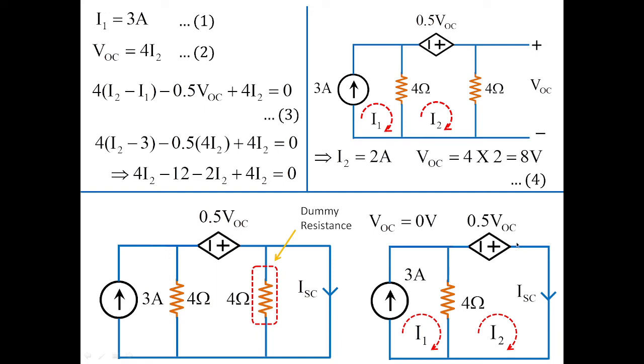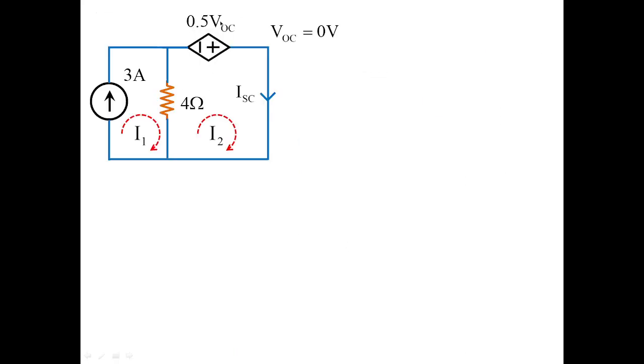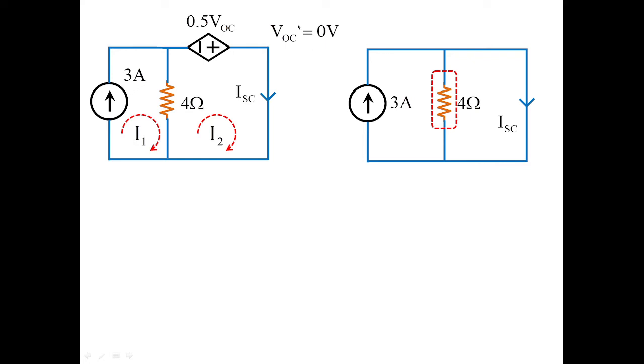Hence, this voltage dependent voltage source will go off, like this. This 0.5 multiplied with 0 becomes short. So this dependent voltage source is replaced by a short wire. Once this short wire is obtained, you can see this short value will dominate over this resistance. Hence, this becomes dummy in nature. In fact, ISC is equivalent to 3 amperes. I hope you got this point.